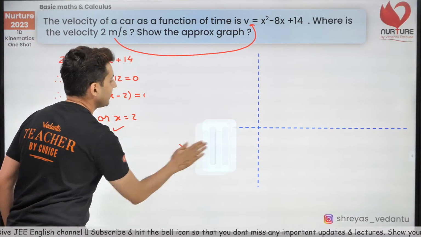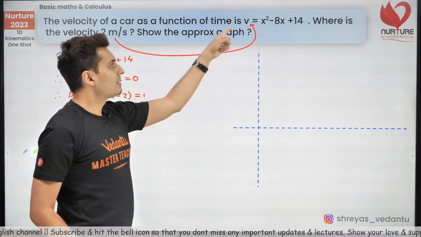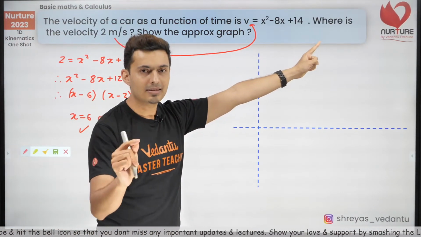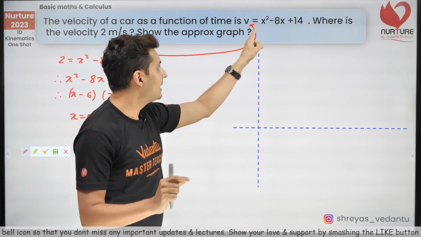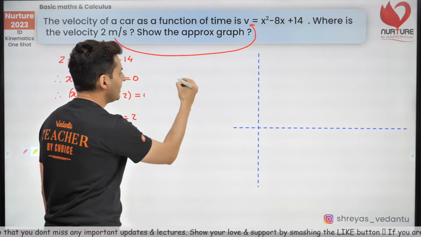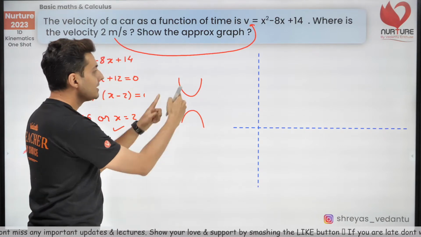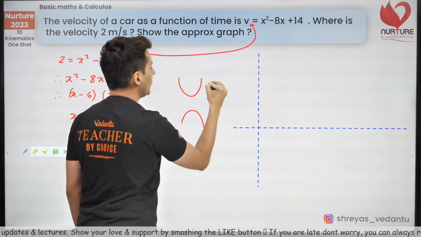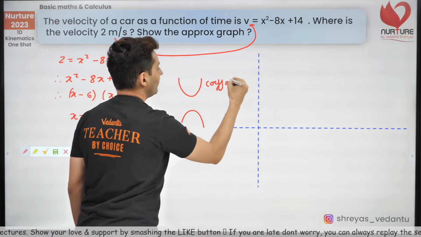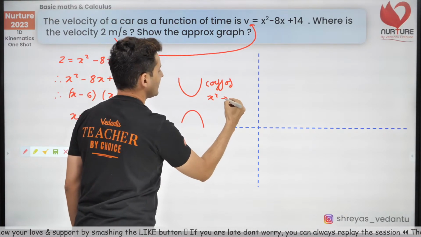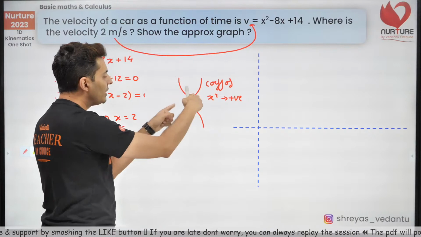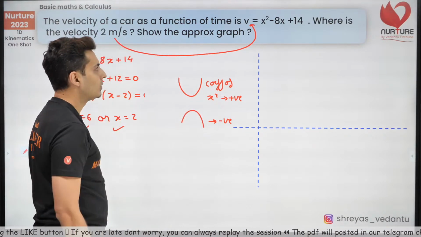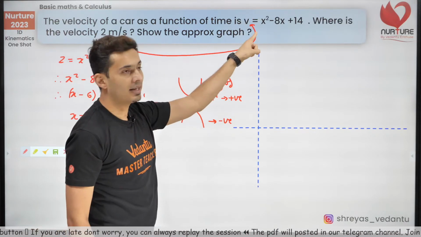Now, if this much is clear, the graph. Remember, this is a quadratic equation. And the graph of a quadratic equation is always a parabola, and to draw that parabola, whether it is like this or like this, check the coefficient of x square. If that coefficient of x square is positive, then it will be a U. If it is negative, then it will be an inverted U. In this case, it is plus 1.